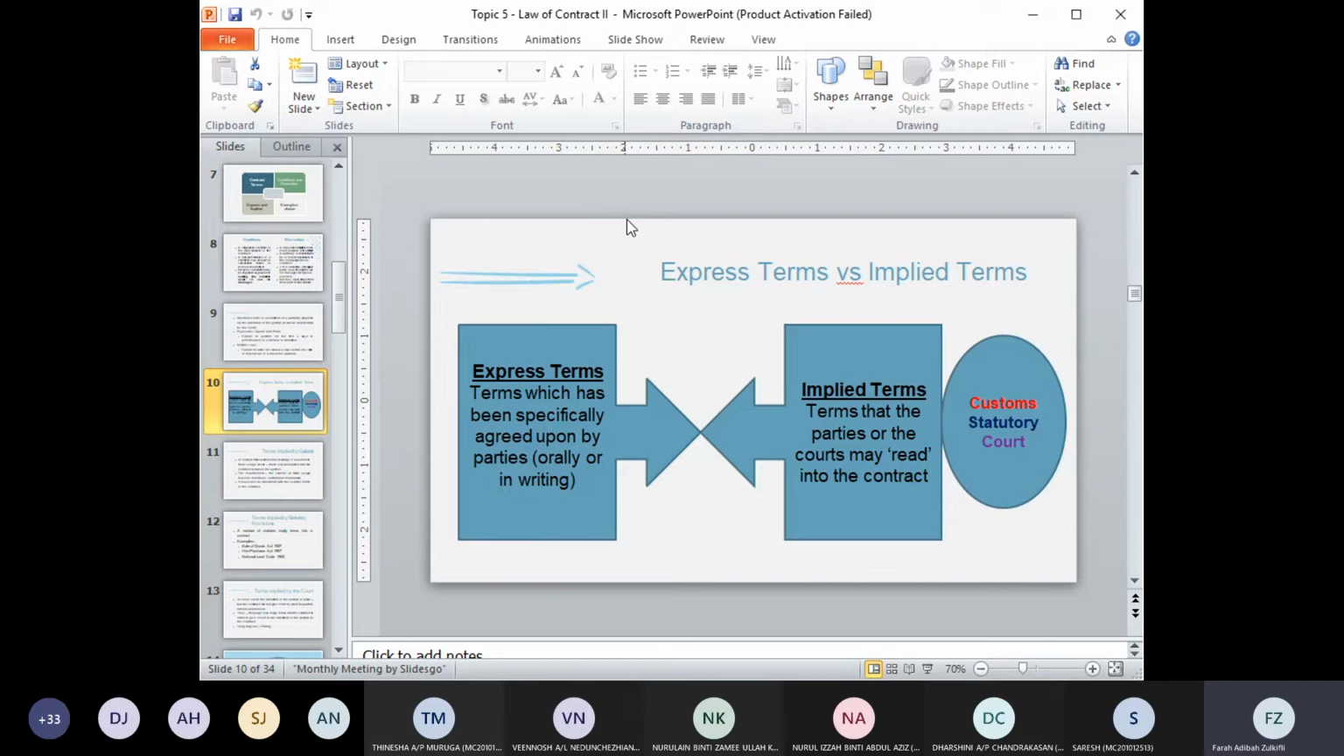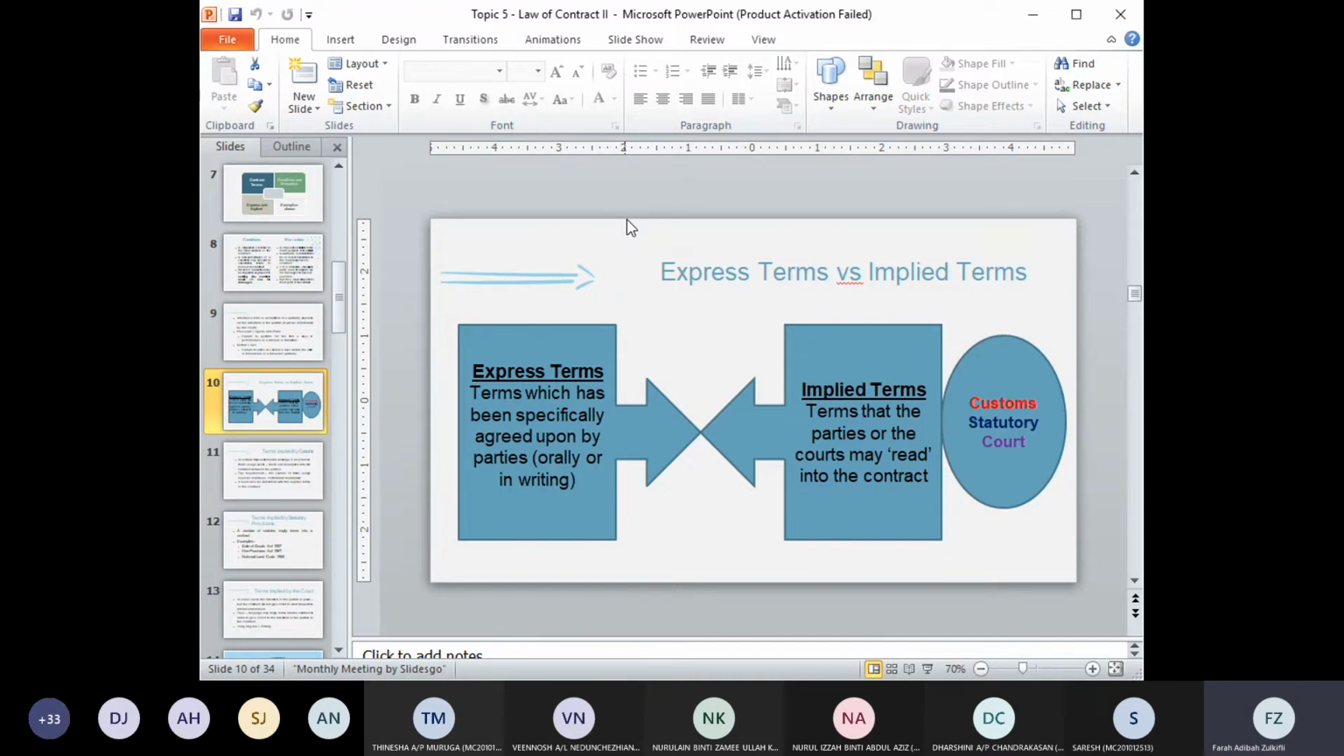So what is an implied term? Implied terms are terms which are not in the contract, but terms that the parties or the courts may read into the contract. So there are certain circumstances where even if the clause is not in the contract, it is still considered part of the contract. There are three ways to imply terms into a contract. First one, by customs. If there is a custom, that is, a standard industry practice on something, even though it is not written explicitly in the contract, you can imply it into the contract.